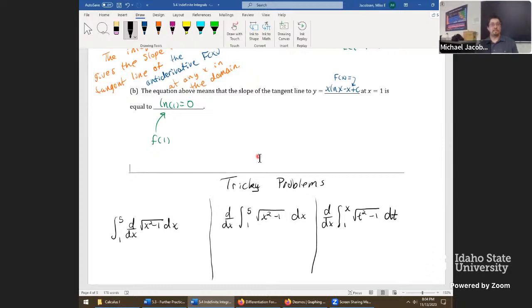So every one of these questions can be answered almost instantly, and telling the difference between all three is good evidence that you have great understanding of the Fundamental Theorem of Calculus parts 1 and 2, and the difference between a definite and indefinite integral. So I would say these problems are not only tricky, they're very, very important as well.